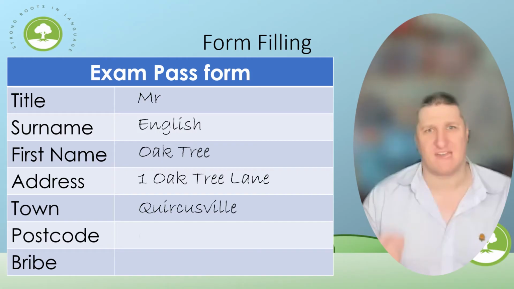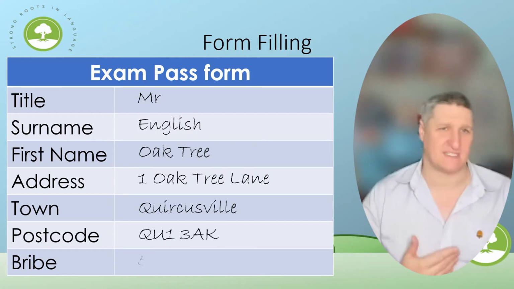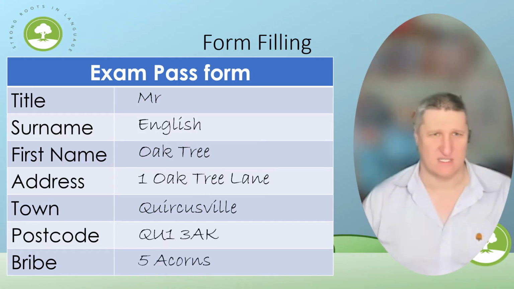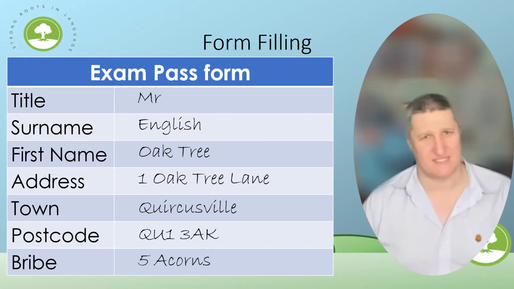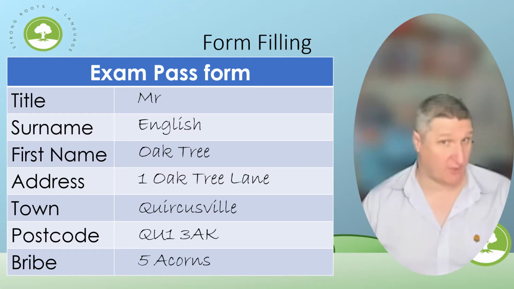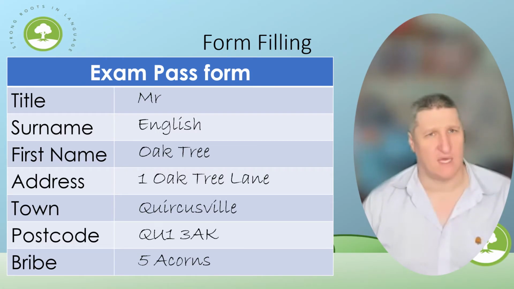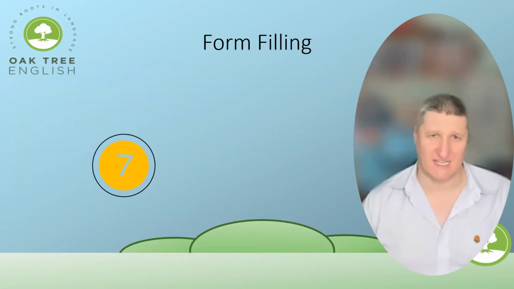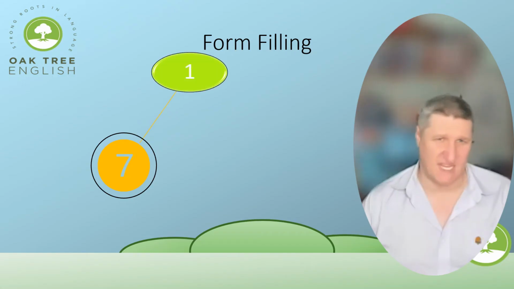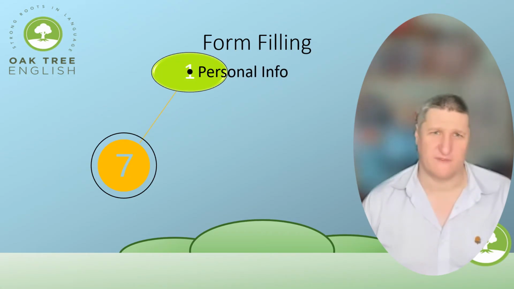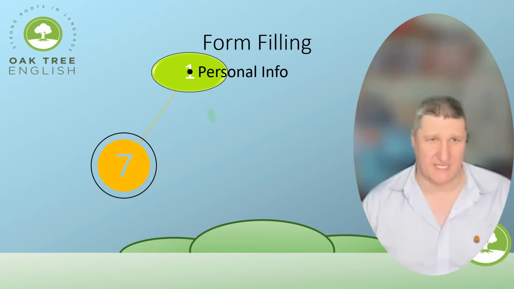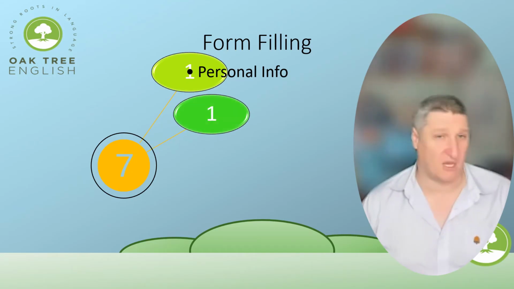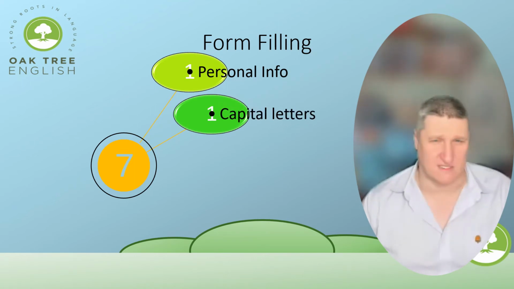Another mark for correctly using capital letters for proper nouns, such as names, streets, towns, and of course the postcode. Another 2 marks are given for spelling your personal information correctly. If you make a couple of mistakes, you can still get a mark for this. You get a mark each for giving 2 pieces of information, such as your likes or reasons or something like that.